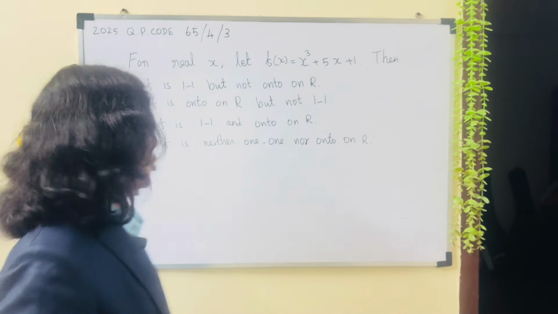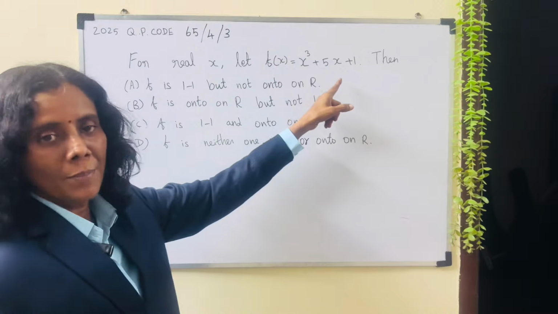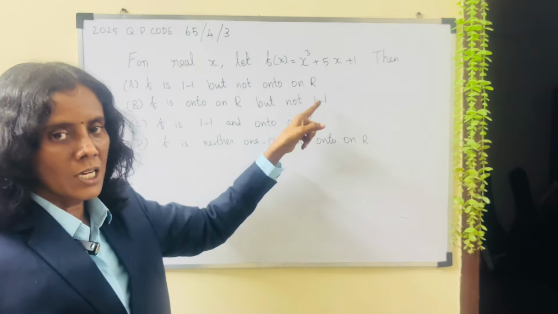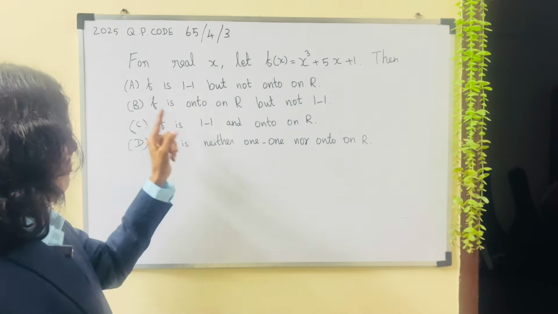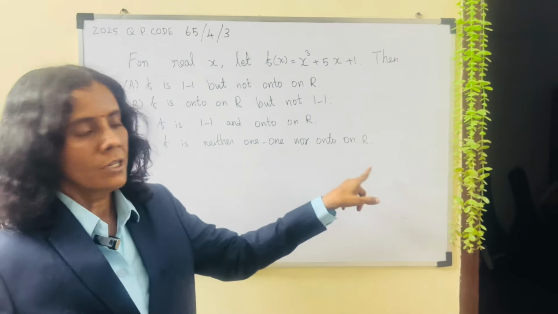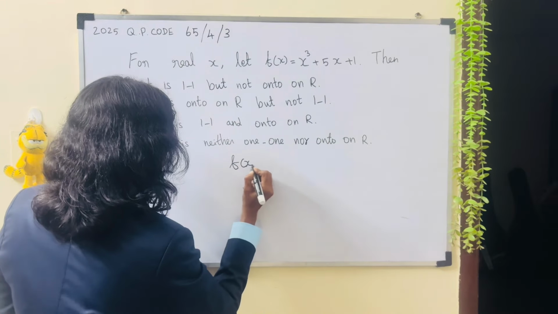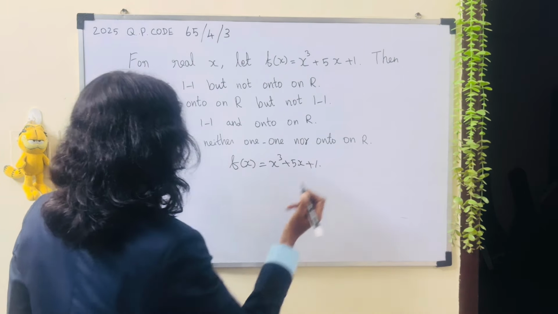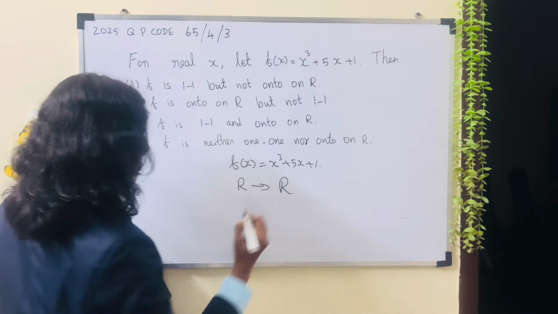Question number 4. For all real x, let f of x equal to x cube plus 5x plus 1. Then f is 1 to 1 but not onto on R. f is onto on R but not 1 to 1. f is 1 to 1 and onto on R. f is neither 1 to 1 nor onto on R. என்ன ஃபங்க்ஷன் கொடுத்துருக்காங்க? f of x x cube plus 5x plus 1 for real x. So real number to real number.